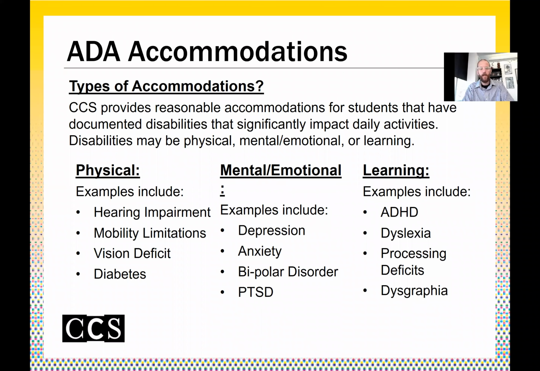So accommodations may include a number of different types of disabilities. CCS provides accommodations for all students that have documented disabilities that significantly impact daily activities. Those disabilities could include physical, mental, or emotional disabilities, as well as learning disabilities. Students may have one or more types of disabilities, and all of the disabilities are handled on an individual basis. I've provided some basic examples here. This list is certainly not an exhaustive list. Disabilities range dramatically in the scope and severity of those disabilities, so it's a very individualized process.